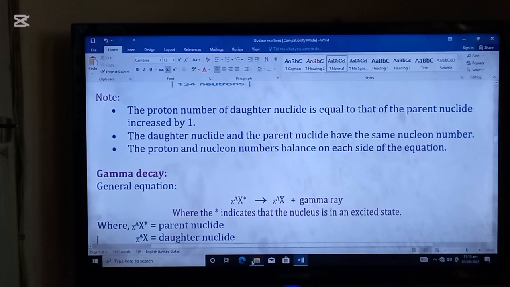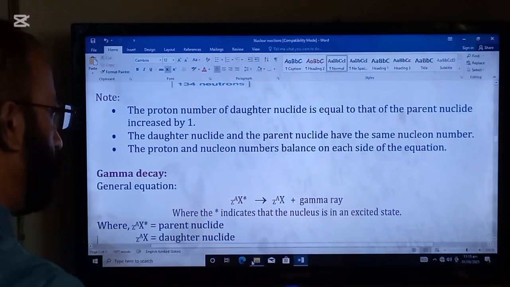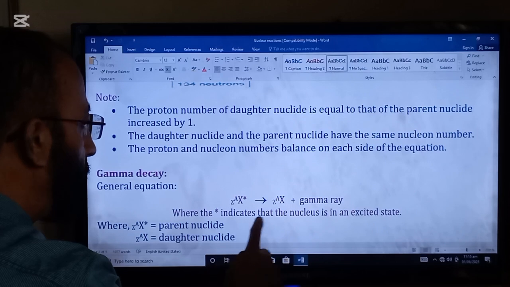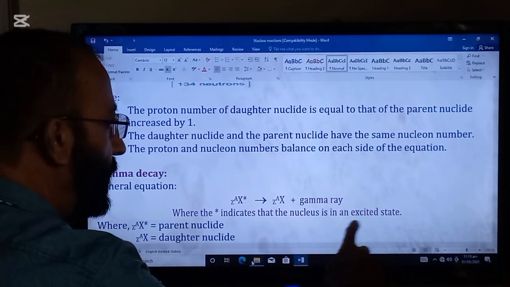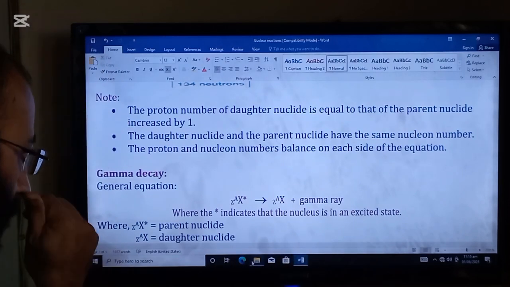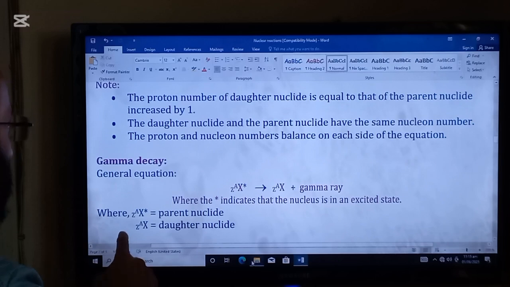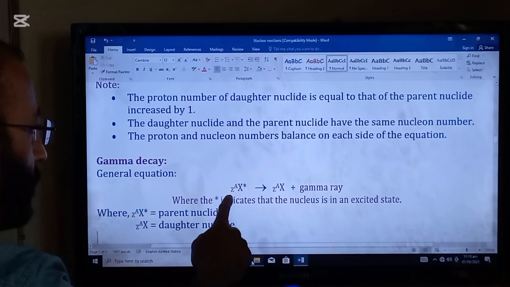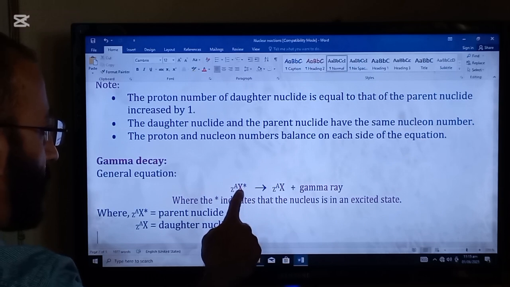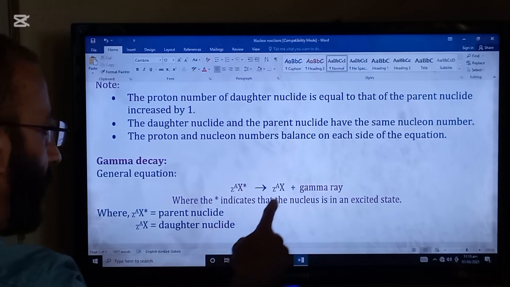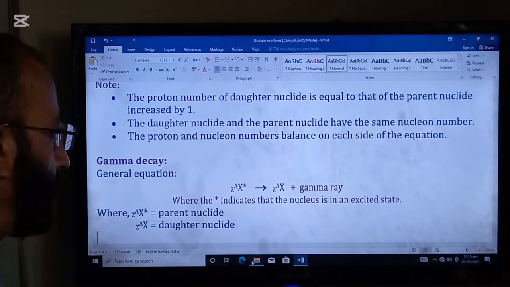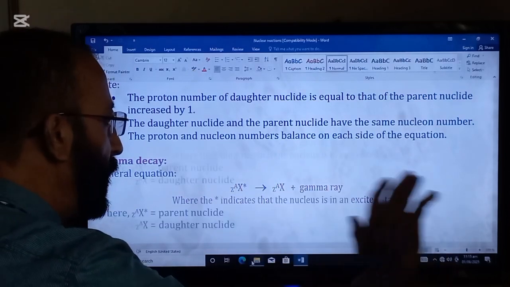Gamma decay. The general equation is this one. This asterisk indicates that the nucleus is in an excited state, where Z A X is the parent nuclide on which we have an asterisk. When the asterisk is removed, this is called the daughter nuclide, and gamma rays will be emitted.